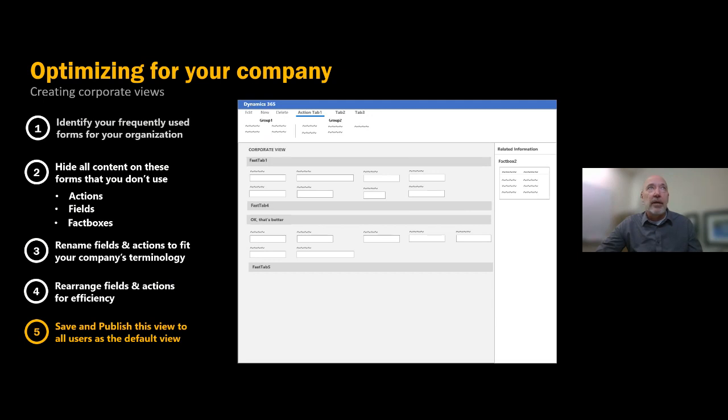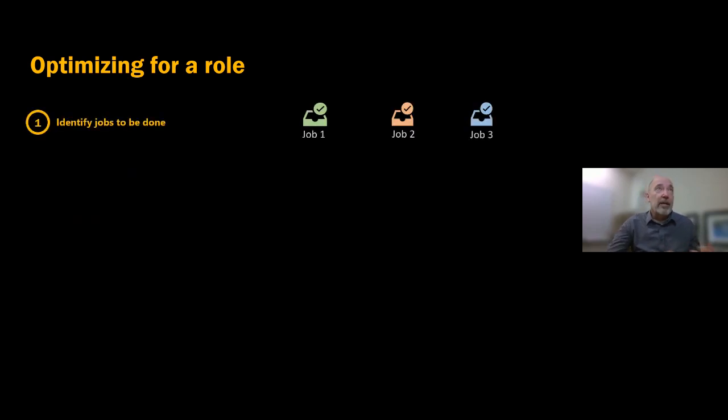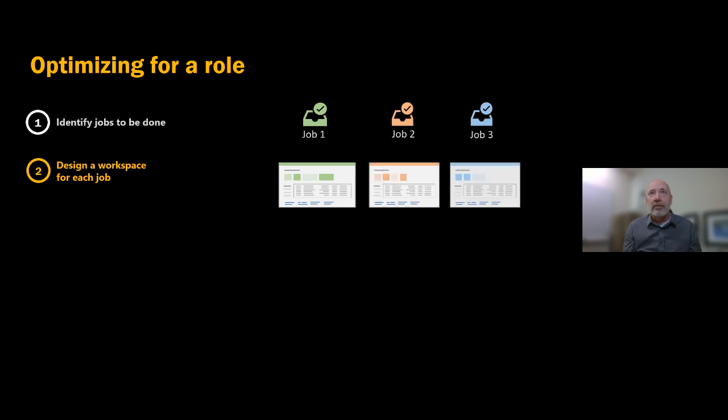And then once you've done that, we recommend that you identify some of your key roles within your organization, then go deeper and optimize for those roles. For a given role, identify their key jobs to be done. And for each one of those jobs to be done, design a workspace.